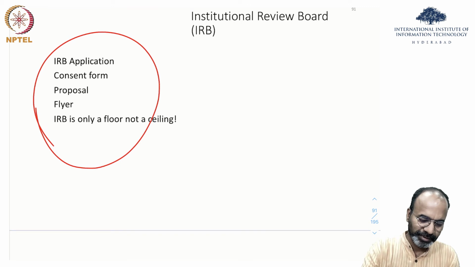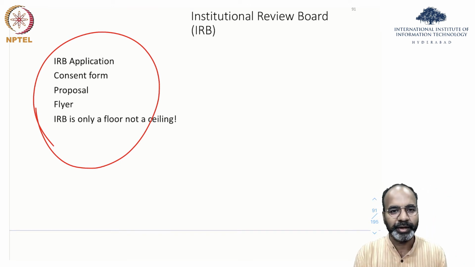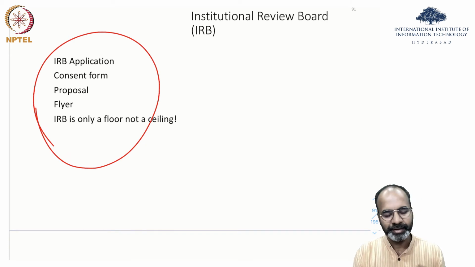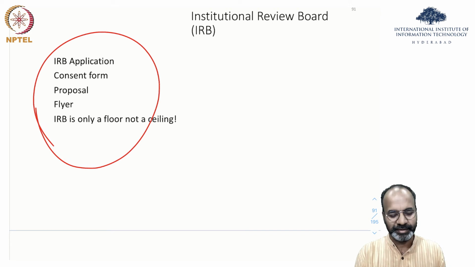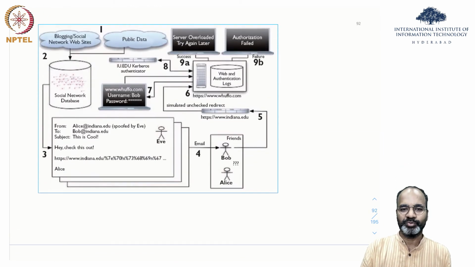I spent a lot of time going over the IRB application, what to write in the application, what to send, how the consent form should look, what a proposal is, what the flyer is. To keep in mind, the IRB is just the floor, not a ceiling, because it's just a bare minimum requirement for doing studies. If you think better things can be done, please feel free to do them, to protect the data of the users and to protect the users themselves.